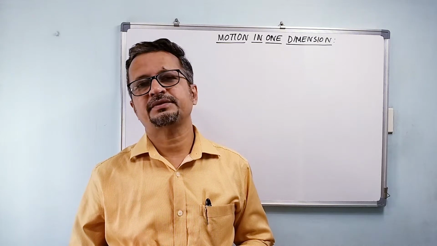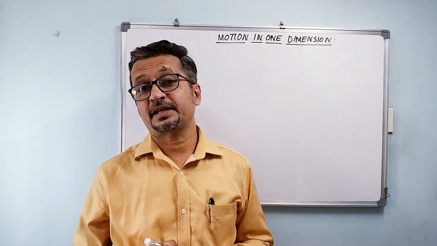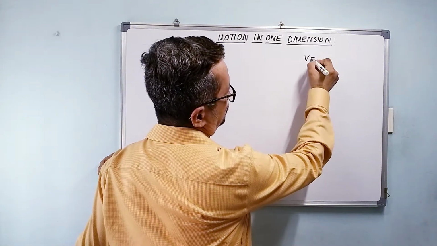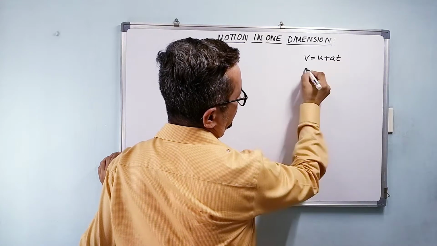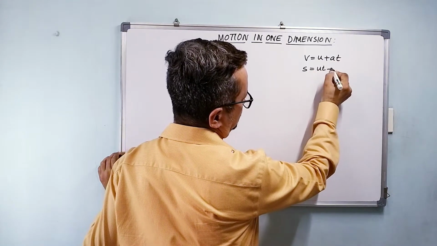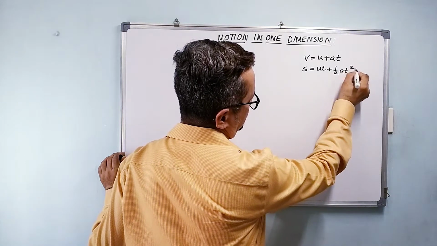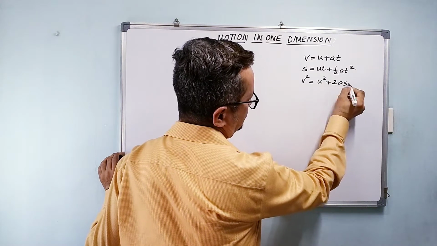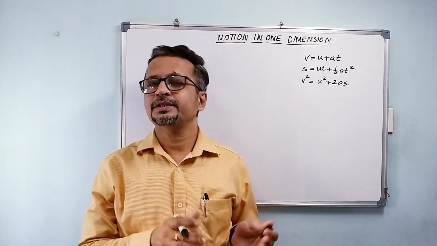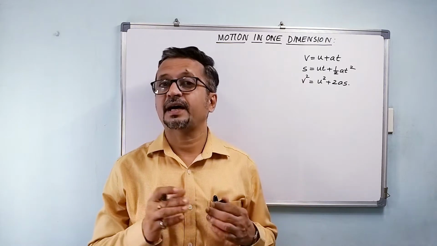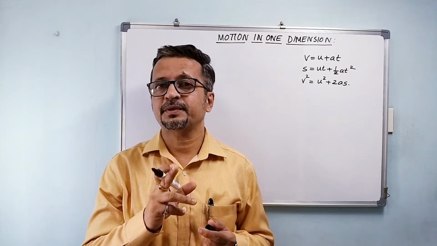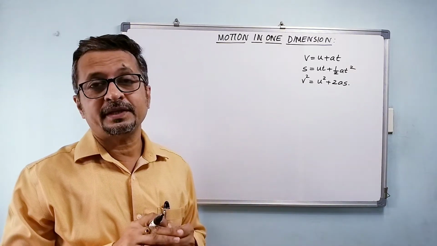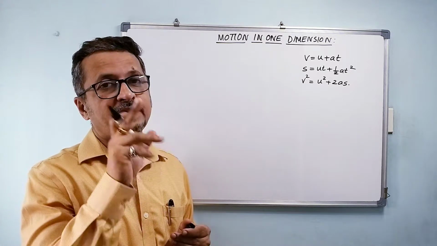In the last few videos, we have seen derivations of kinematic equations of motion. The three equations are V is equal to U plus AT, S is equal to UT plus half AT square, and V square is equal to U square plus 2AS. Here U is my initial velocity, V is the final velocity, A is the acceleration, S is the displacement, and T is the time interval. These are kinematic equations of motion for constant acceleration.